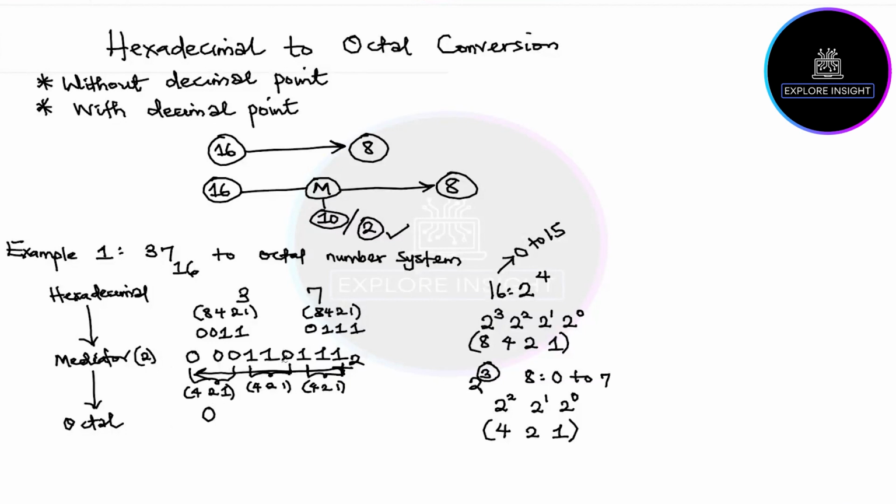Now, which one will turn on? We have 4 and 2. So 4 plus 2 will be 6. 1 wasn't turned on, so it's just 0.